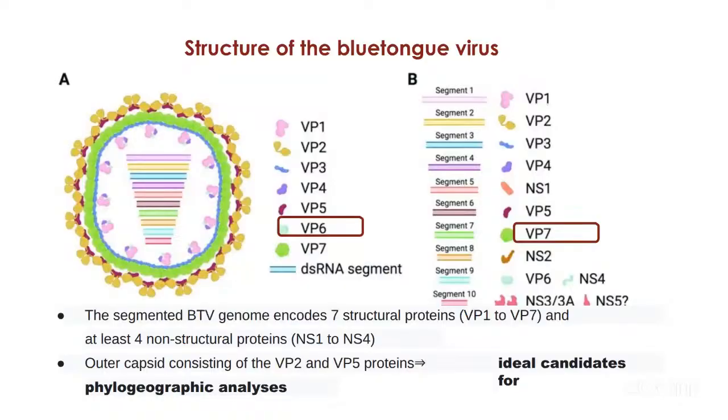This virus is composed of seven structural genes, VP1 to VP7, and four non-structural proteins, NS1 to NS4. The outer capsid, consisting of VP2 and VP5, may be considered the best of the genes that can give us insights about the phylogenetics and also the phylogeography of these viruses, given their high level of mutation. This is why we consider them ideal candidates.